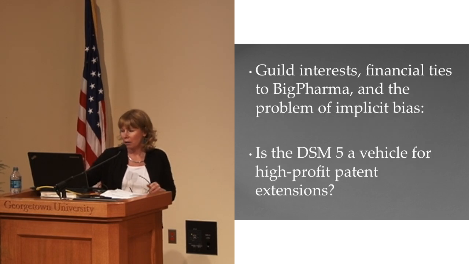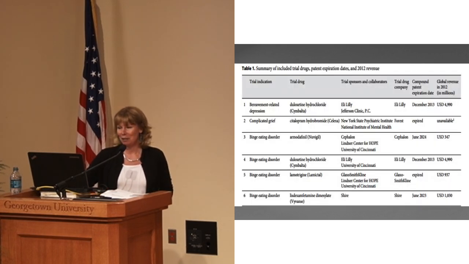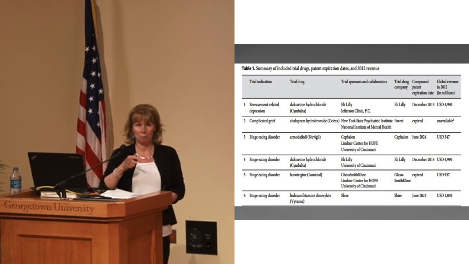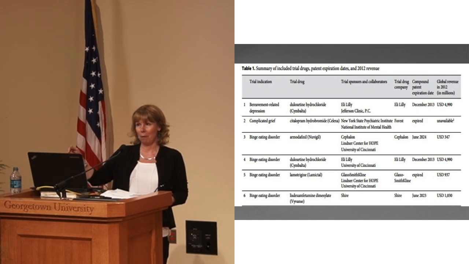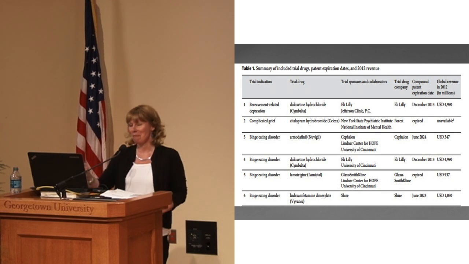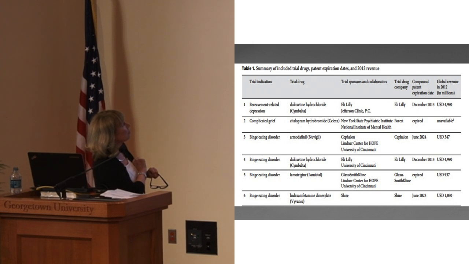So I just wanted to end by talking about one other aspect that I looked at. Could the DSM-5 possibly be a vehicle for high-profit patent extensions? This was in 2011, 2012. We looked at the RCTs for drugs that were in the pipeline for disorders that were supposed to be included in the DSM, which is interesting, because how could they know that they were going to get into the DSM? That begs another question, but at any rate, I just wanted to show you the 13 trials that we found.